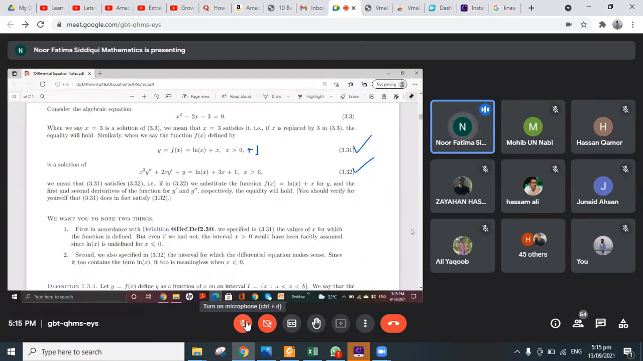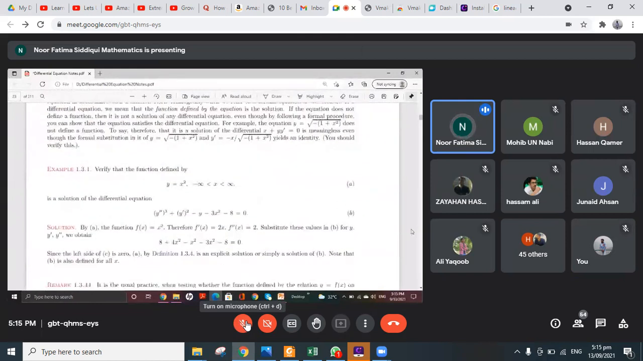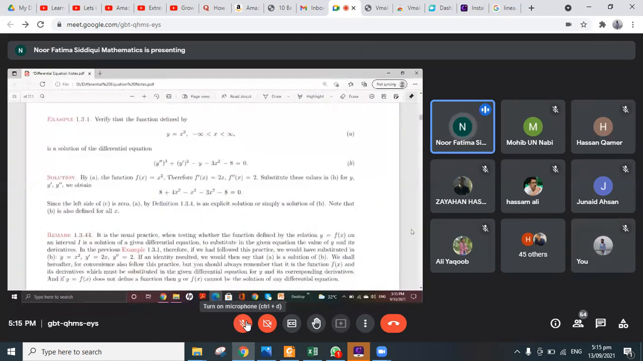Then we have another example here, the simplest solution. Verify that the function defined by this is the solution of the differential equation. Example 1.3.1. If we observe, y is equal to x square is a given function, and x is from minus infinity to infinity, which means all real numbers are in the domain of this function. Verify that the function is the solution of the differential equation.